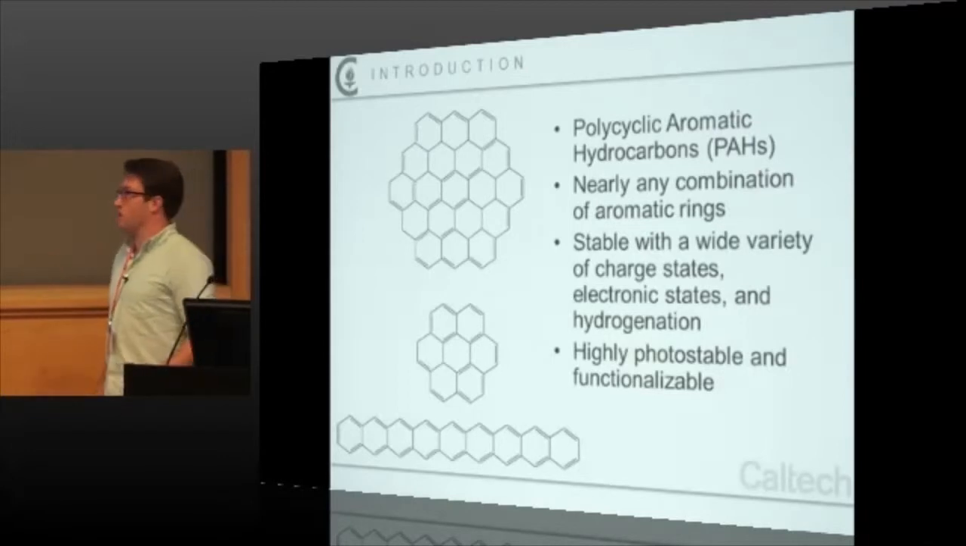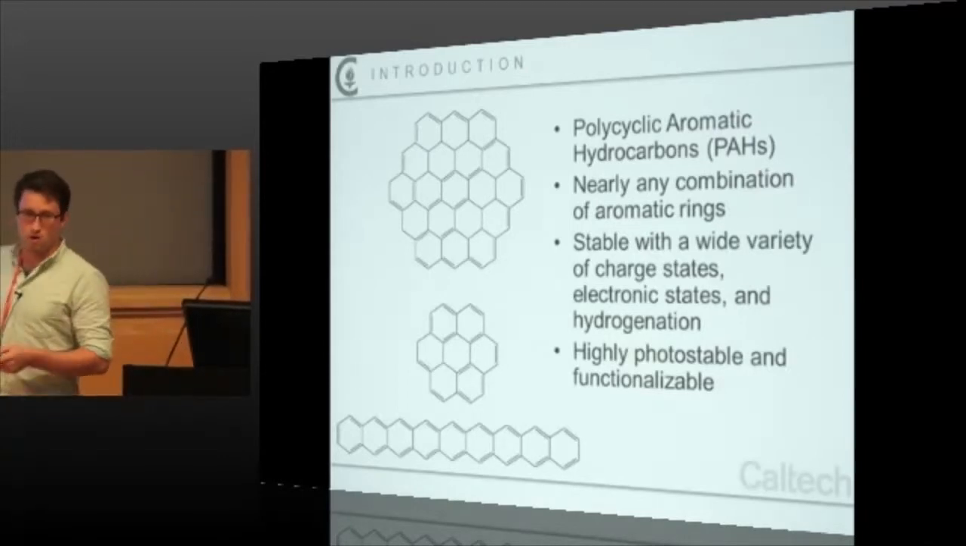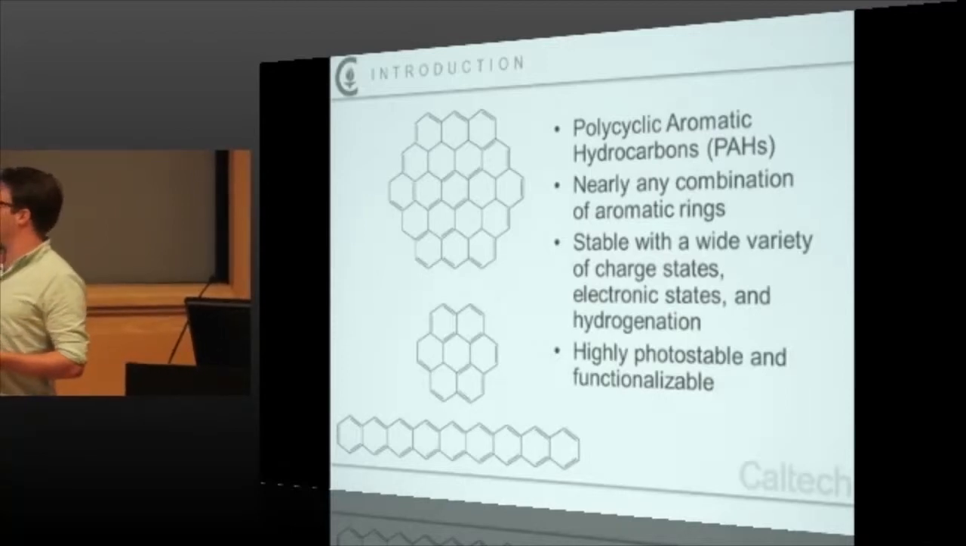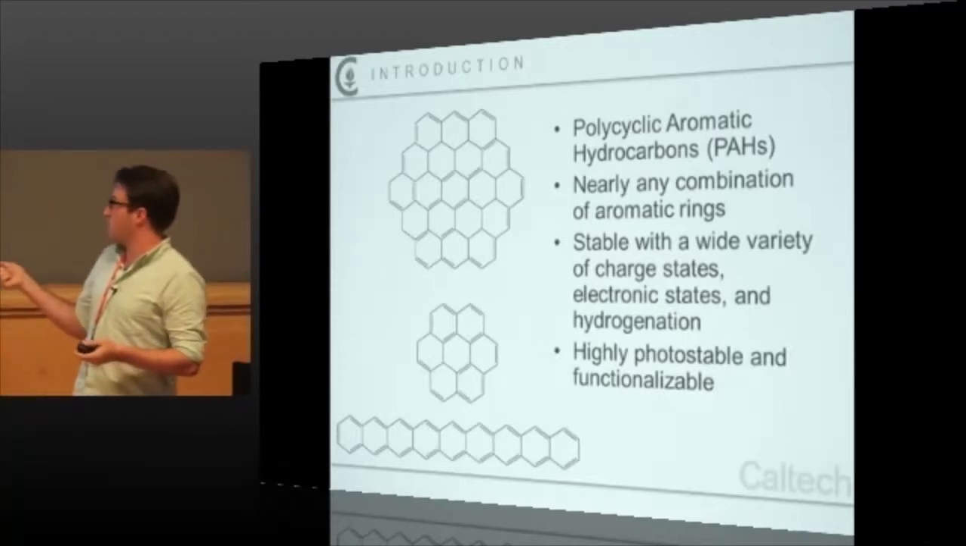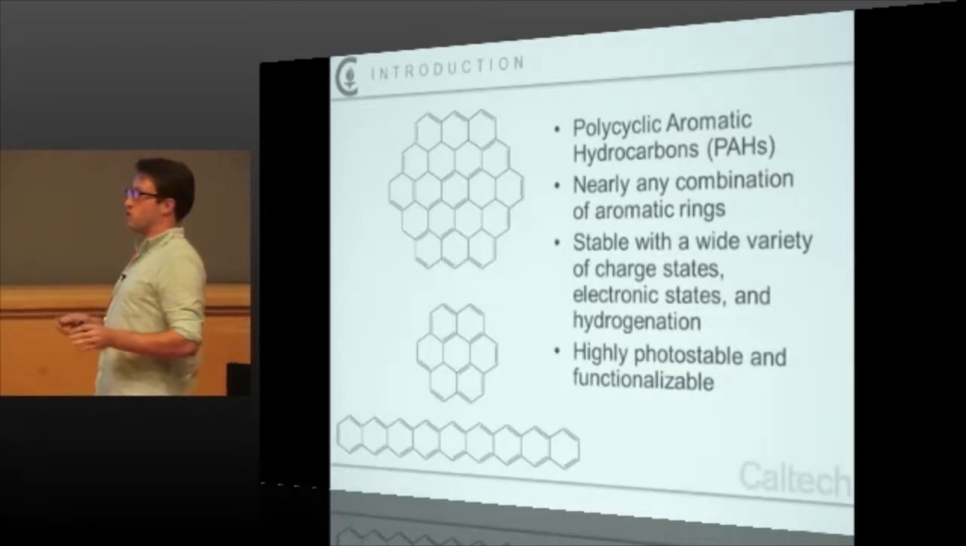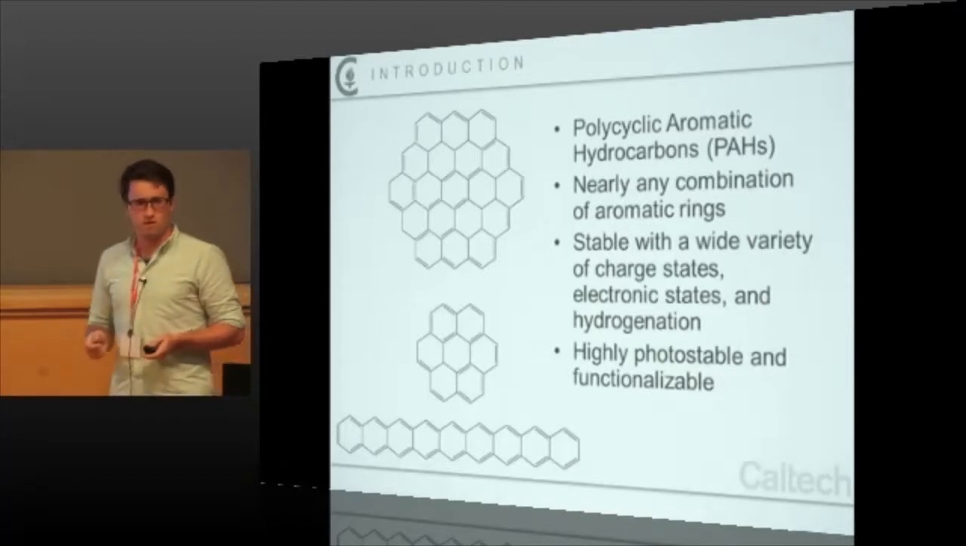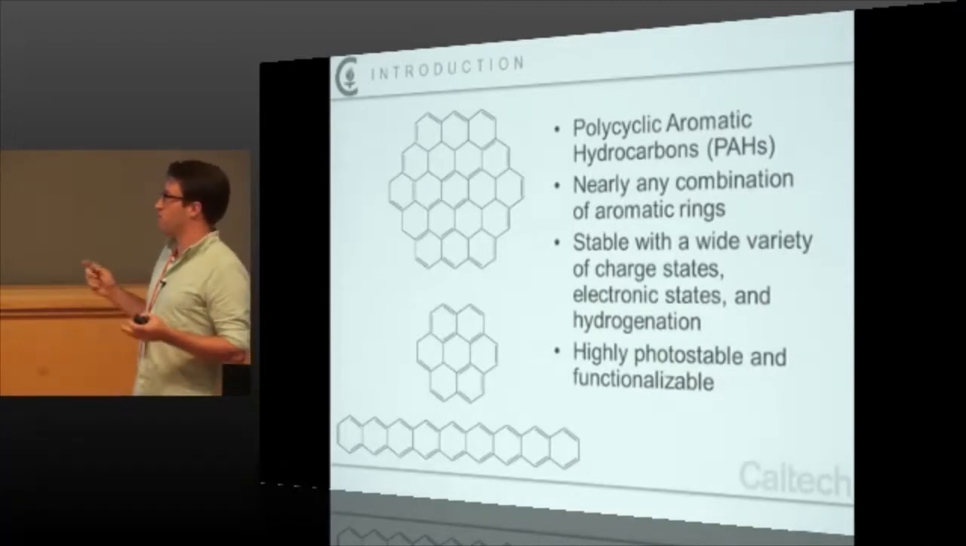So what are PAHs? They're these things. They are any combination of aromatic hydrocarbon rings that you can think of. So big round PAHs, long linear ones, crazy branch chains, any combination you can think of is a PAH. It's a broad class of molecules and has some really interesting features that we think are very useful for astrophysics.